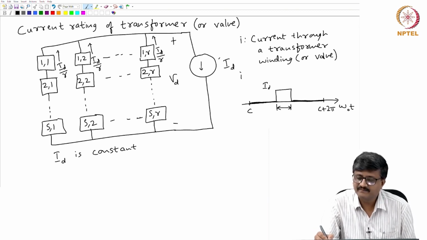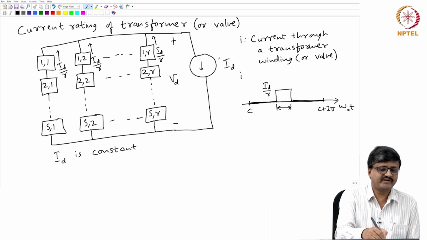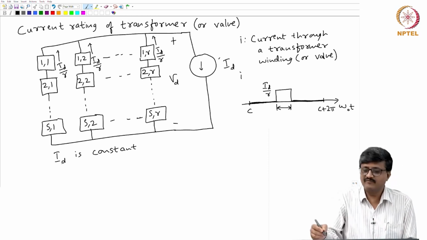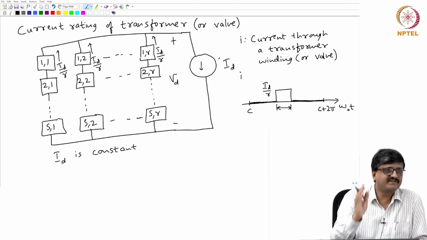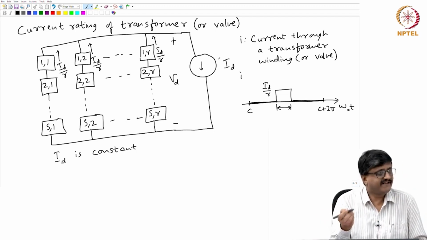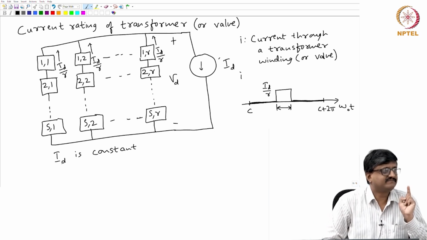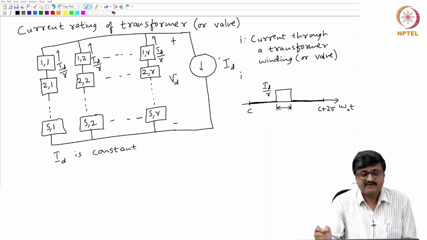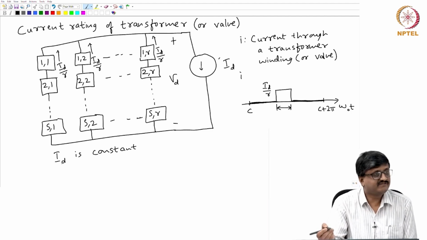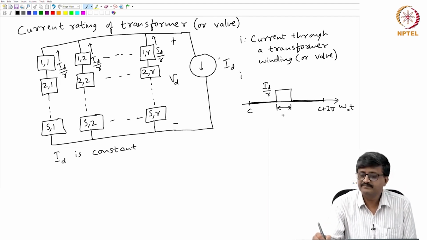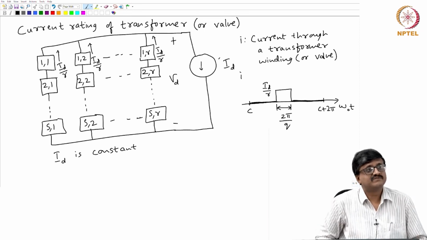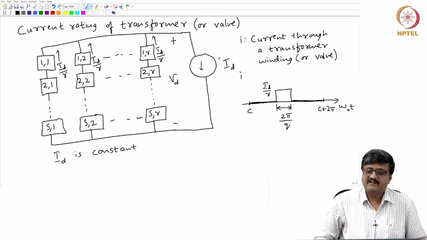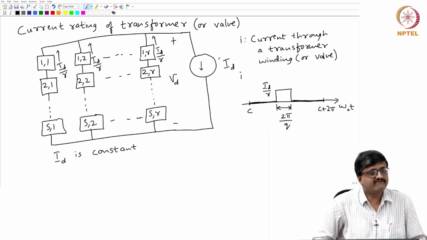It is Id by R. This Id by R, which is shown in any parallel path, will flow through the basic commutation group. If you take any individual path in the basic commutation group, the current is still Id by R, because only one thyristor valve conducts at any time. But what is the duration for which the current is non-zero? It is 2 pi by q, since there are q such parallel paths. So this is the waveform of the current through any transformer winding or any valve.